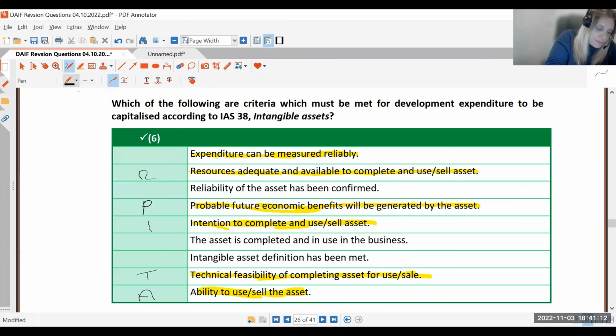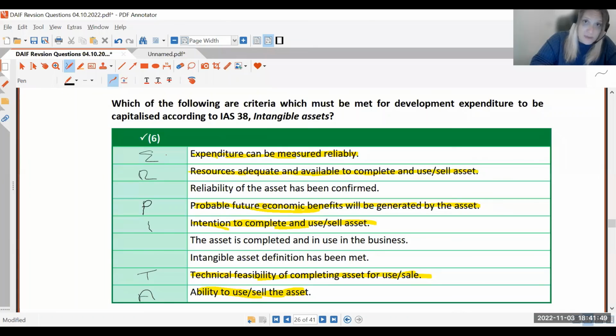So, according to IAS 38, to be able to capitalise development expenditure, we need to be able to meet this criteria. Probable future economic benefits will be generated by the asset. We have the intention to complete and use or sell the asset. We have the resources adequate and available to complete the asset. We have the ability to use or sell the asset. We've got the technical feasibility of completing the asset, and the expenditure can be measured reliably.